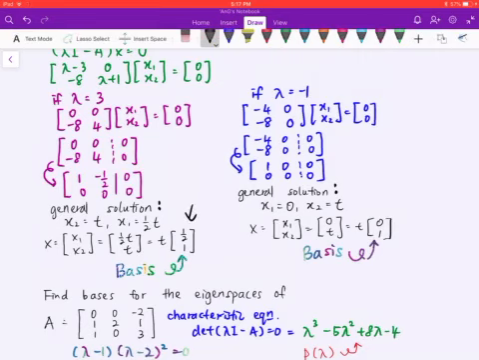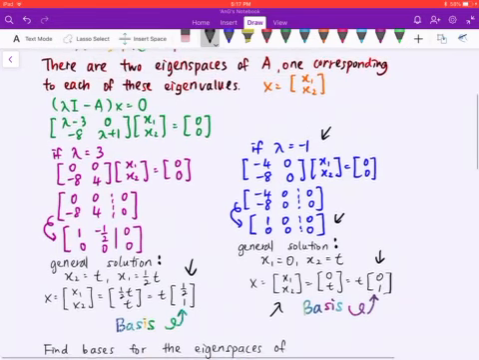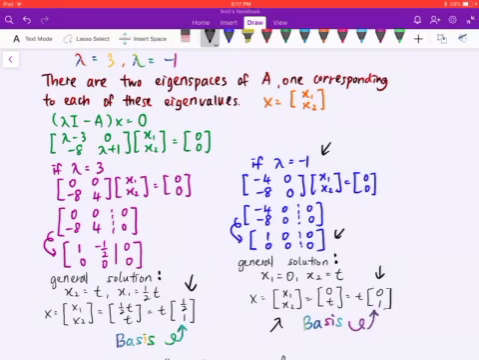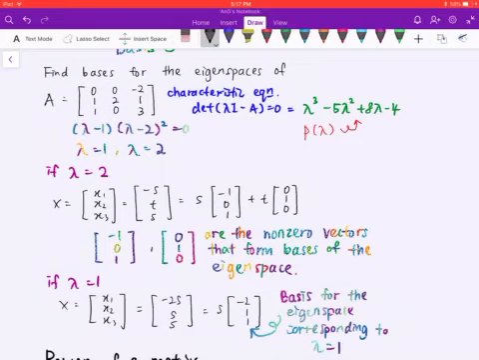The second case is when you substitute the value of lambda equals -1, the second eigenvalue, and you're going to reduce everything to the last form. Since x2 doesn't have a leading one, x2 will be the free variable, and x1 has a leading one, so it will be expressed in terms of x2. Then you put it into the vector x here, and this will be your basis. So we have found two bases, each corresponding to one of the eigenvalues, and the eigenspace for this system will be 2.